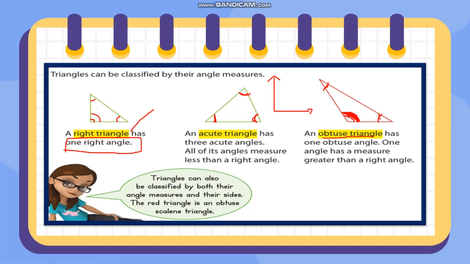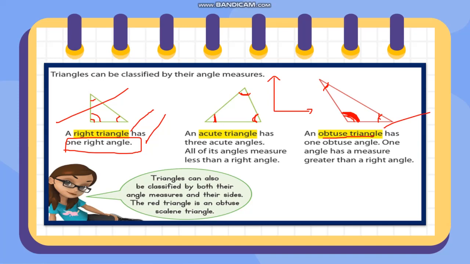Again, to wrap up, according to its angle, you can classify the triangle. If the triangle has one right angle, that is a right triangle. If a triangle has one obtuse angle, that is an obtuse triangle. And if all angles are less than 90 degrees, or all angles are acute, or all angles are less than the right angle, that is what we call an acute triangle.